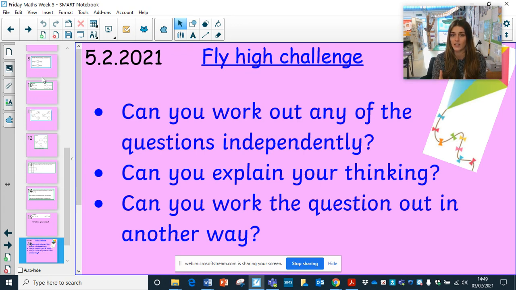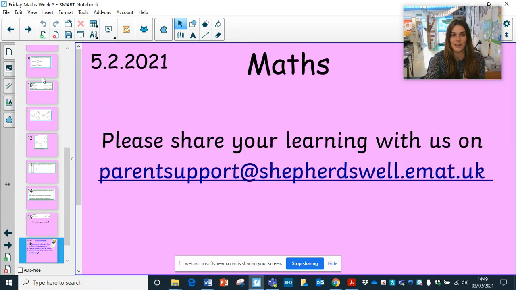And then this is the fly high challenge: can you work out any of those questions independently? Can you explain your thinking in those questions? Or can you work the question out in another way? If you've shown it in one way using deans, using your jottings, the tens and ones, can you show it in another representation? Can you show it on a number line? Can you use bridging on a number line? Instead of counting in ones, can you count in jumps of 2 or anything like that? So that is your Fly High challenges for today.